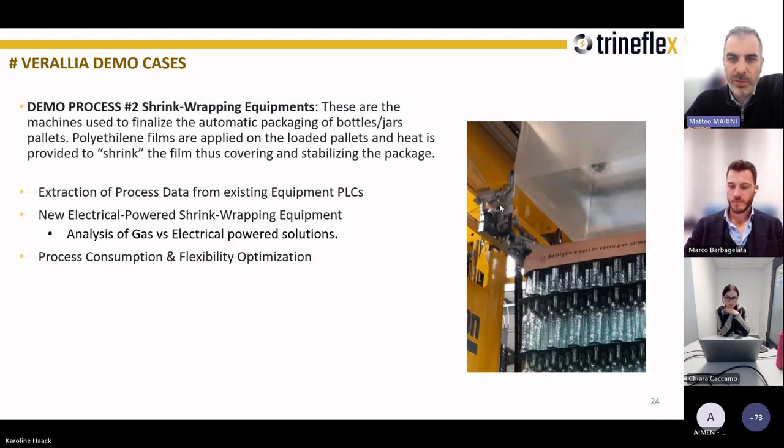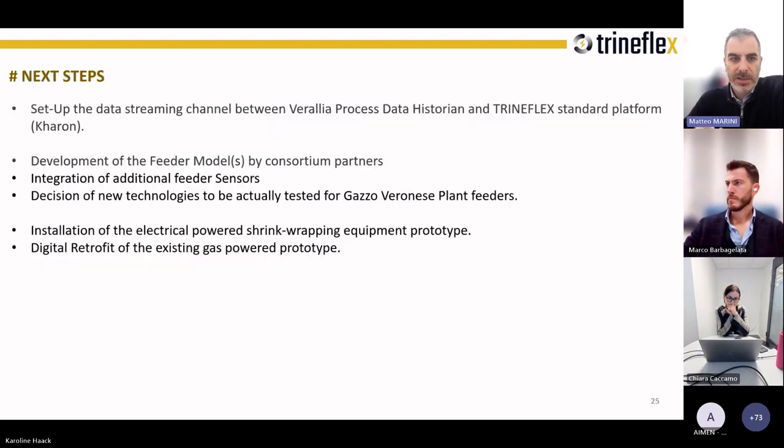gas-powered equipment, and this will enable us to make a comparison in terms of overall energy efficiencies of the two equipments, and also to study possibilities of flexibility. For example, they could be turned on or off alternatively, being in series, and so on. Furthermore, the data extraction will of course be available even from the new equipment in terms of cycles of the machine and so on. So another objective here, as for the feeder, is to reduce the overall energy consumption, regardless of it being, let's say, an electrical vector or a natural gas vector. Next slide, please.